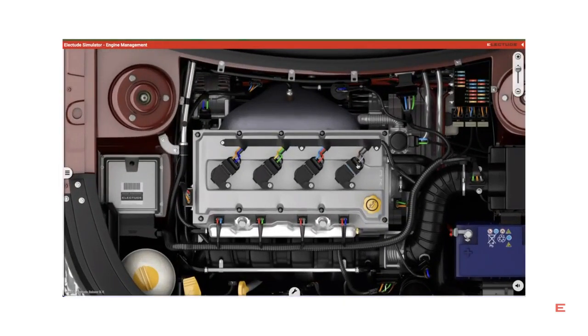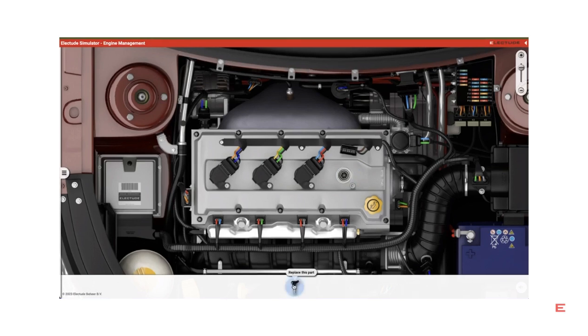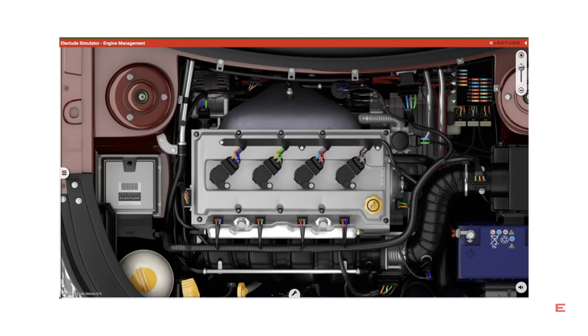Click the electrical connector to disconnect it. Then click and drag the part from its location to the storage area at the bottom of the screen. To replace, click on the part while in the storage area. Then click Replace this part. Drag the new part to the correct location on the vehicle to install.